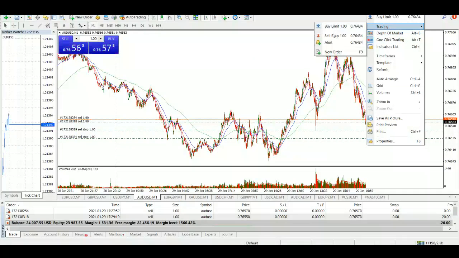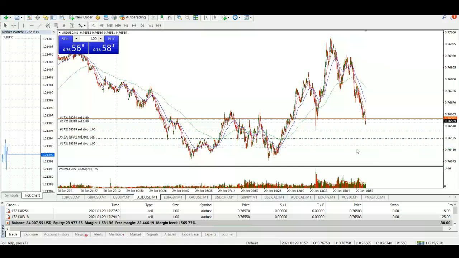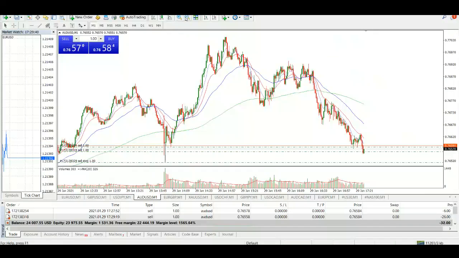Okay, so I'm preparing my sell stop. Of course, you should know about sell stop.